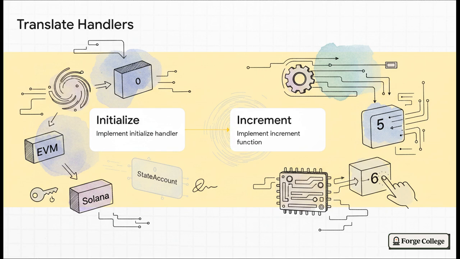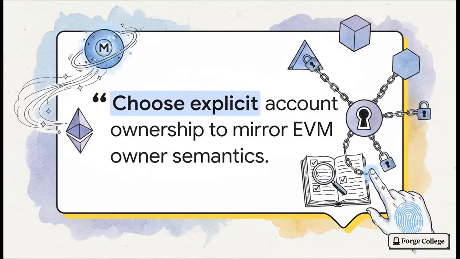Then, we implement the increment function. This is our state mutator. It takes the context, reaches right into that specific account, and increments the counter in place. And this leads us to another core principle. Choose explicit account ownership to mirror EVM owner semantics.